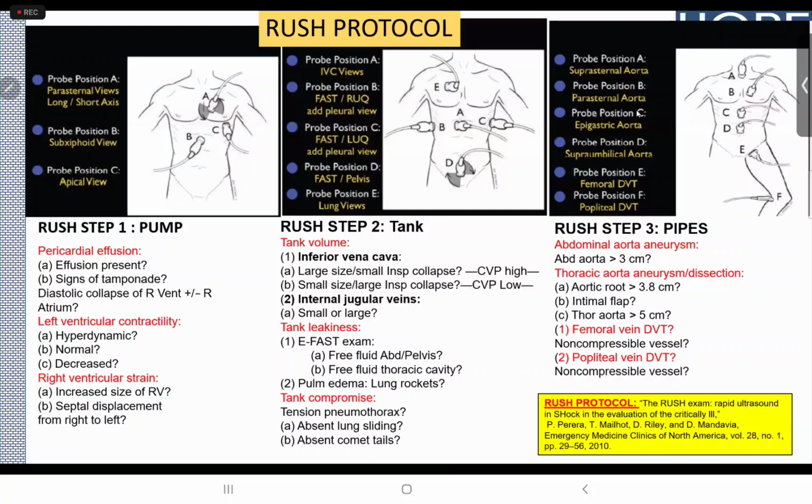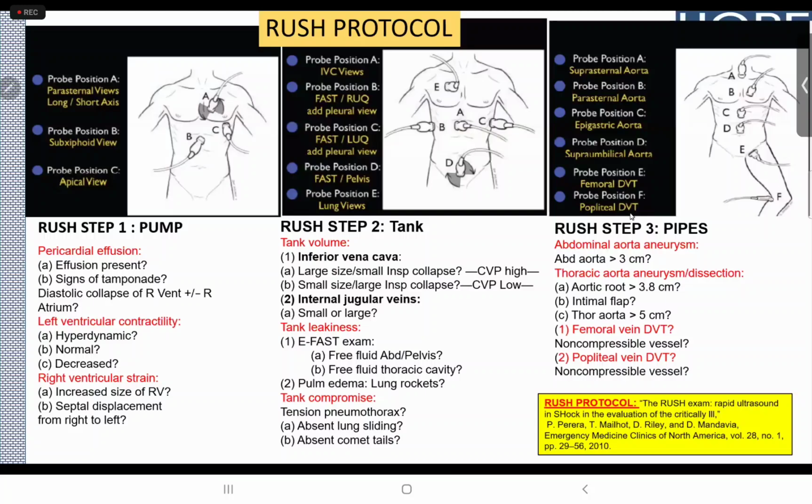And the third is pipes. Pipes are nothing but the aorta. You can judge from suprasternal view, parasternal view, epigastric aorta, infraumbilical aorta. These multiple views to examine the aorta are to detect aneurysmal dilatation, dissection, or rupture of the aorta, which is one of the very common causes of hypovolemic or hemorrhagic shock in the West. In India, it is less diagnosed because till now ultrasound use was less, but as ultrasound use is increasing, this cause is increasingly diagnosed.